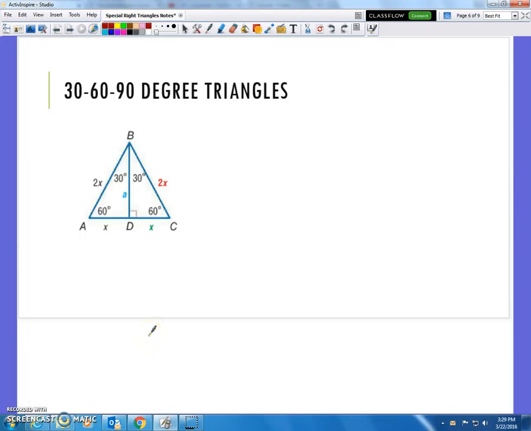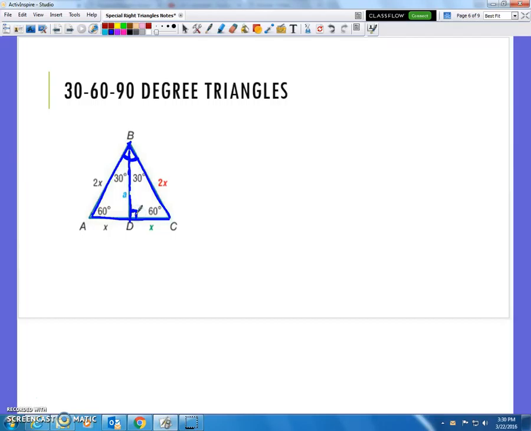And what I started with here was an equilateral triangle. As you can see, I have 2x, 2x, and 2x. And 60 degrees, 60 degrees, 60 degrees for this angle. So what I did was I actually took the altitude here. I bisected this angle and I made a 90 degree angle right there. And so I have a 30 degree here, 30 degree here. I still have my 60s. And now I actually have a right triangle.